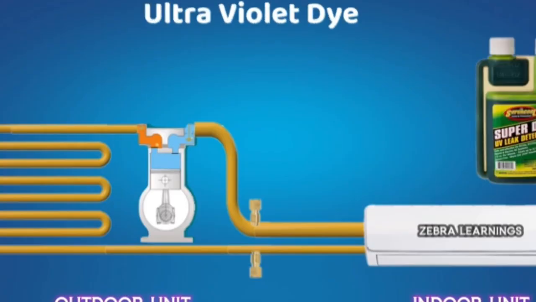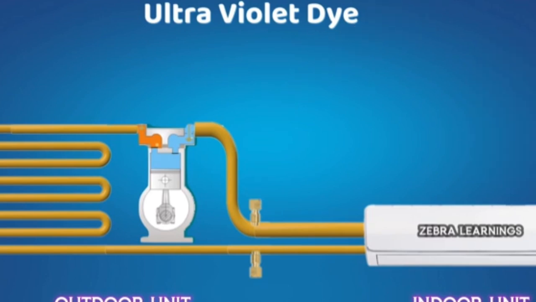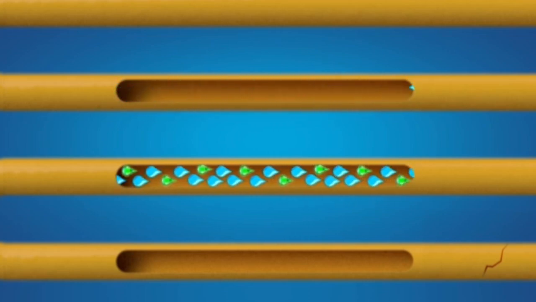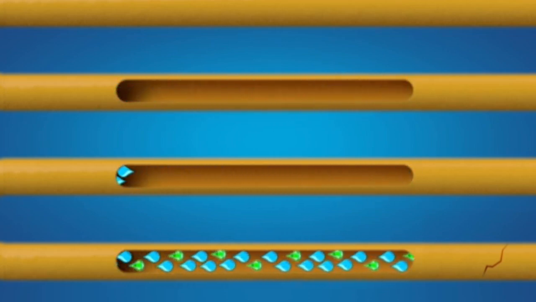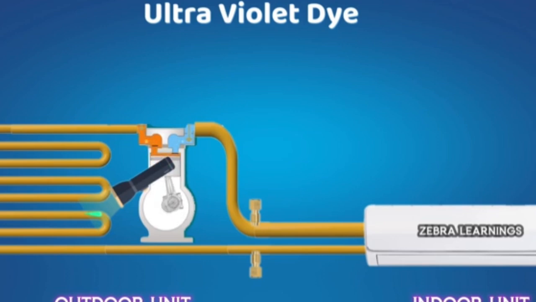Charge the UV dye inside the unit through the service valve. After charging the required amount, turn on the unit. When the unit is running, the UV dye travels throughout the unit, along with the refrigerant. Wherever there is a leak, the refrigerant leaks along with UV dye. Then, when checking with a UV lamp, only the spot where the UV dye has leaked will be visible in a bright color. With this, we can easily know where the leak is.